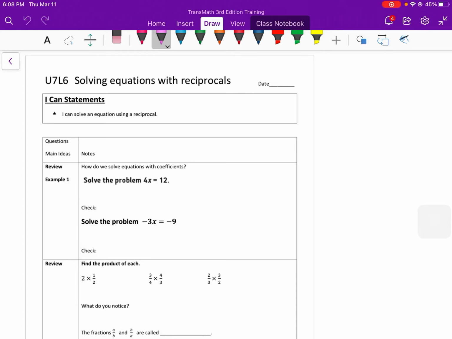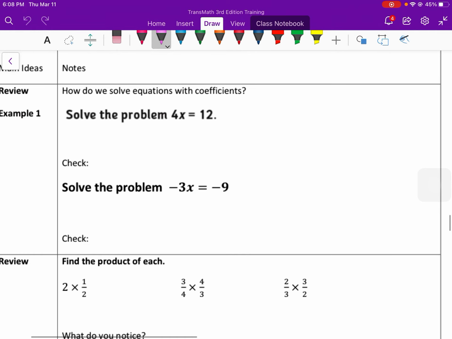Alright, welcome back, class. This is Unit 7, Lesson 6, Solving Equations with Reciprocals. And this is going to stem directly off what we learned in our last lesson, which was solving one-step equations. So at the beginning here, it looks really familiar to what we've been doing, where we're trying to find out what x is. And so when the statement is 4x equals 12, 4x means 4 times x. So to solve for x, we need to divide both sides by 4.